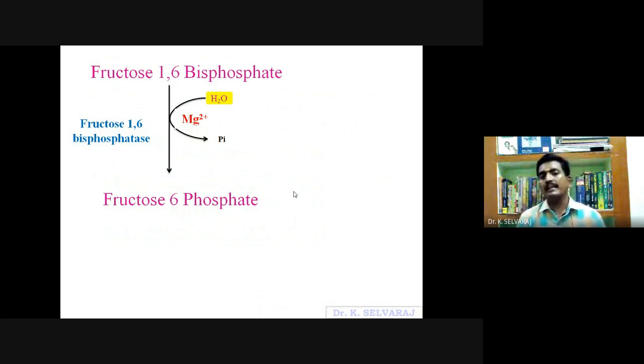Here, no ATP is formed. This process is called hydrolysis, a mere transfer of inorganic phosphate. One inorganic phosphate alone is removed from the first carbon atom of fructose 1,6-bisphosphate. Then fructose 1,6-bisphosphate is converted into fructose 6-phosphate with the help of the enzyme fructose 1,6-bisphosphatase. This enzyme catalyzes the process, and no ATP is formed here. It is the second bypass step.